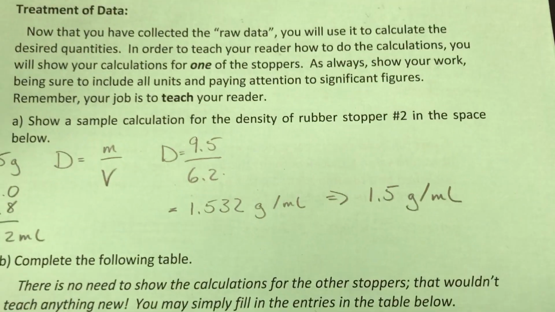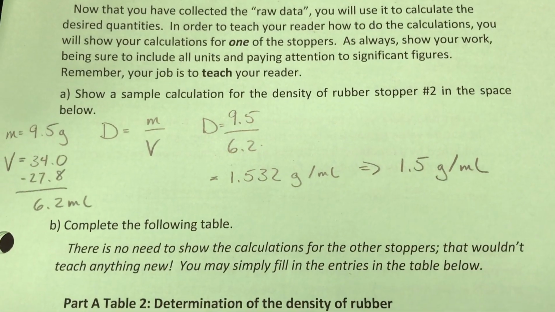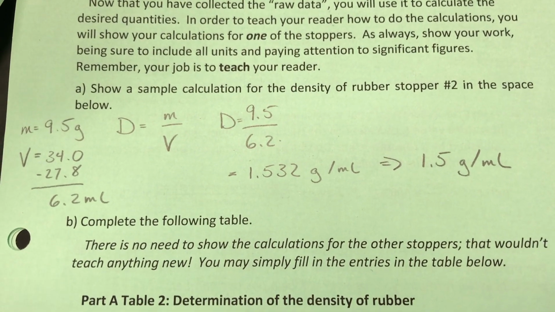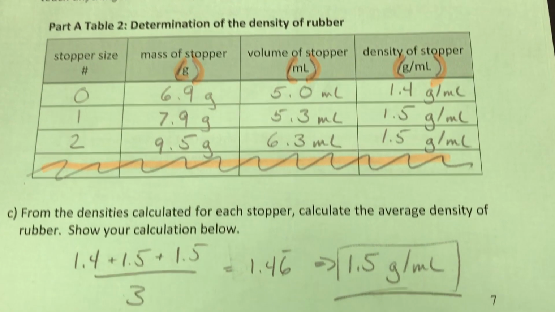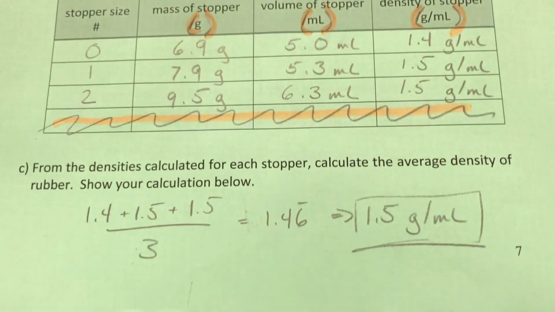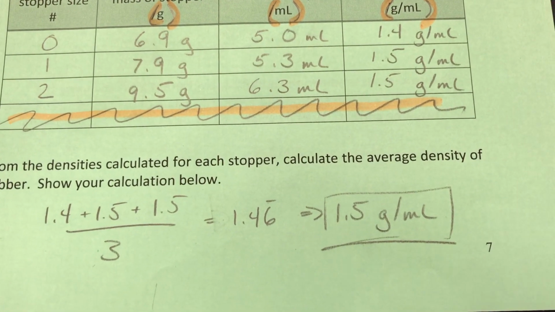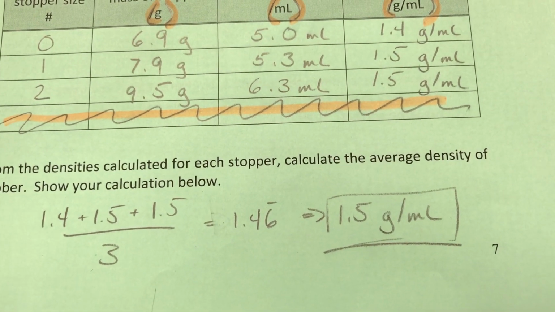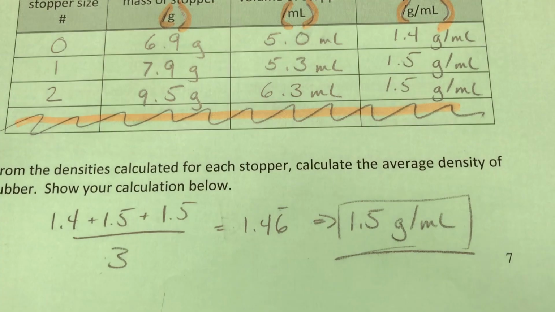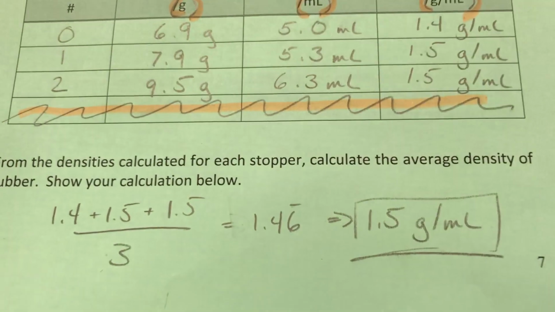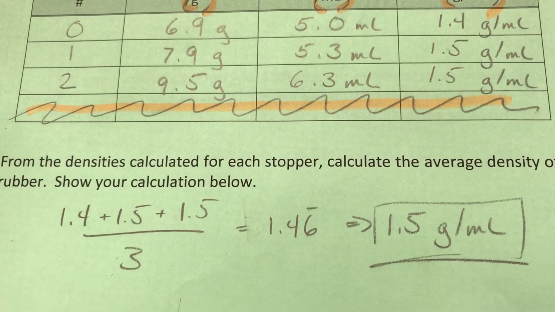The first part on that page is showing a sample calculation. There's no need to show all of your math, but it is good to show one sample calculation for your data. The last part for A is to figure out the average density of rubber. So to calculate an average, you're going to add what you have together and divide by how many pieces of data there were. So in this case, 3 to figure out the average of your density of your rubber stoppers.